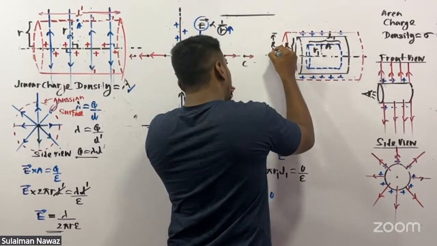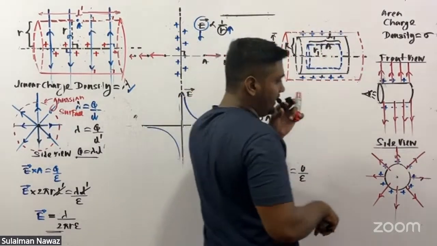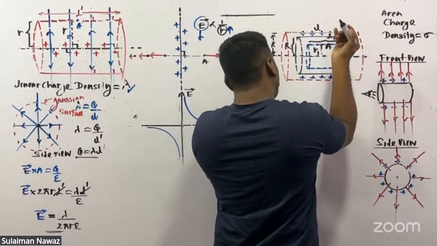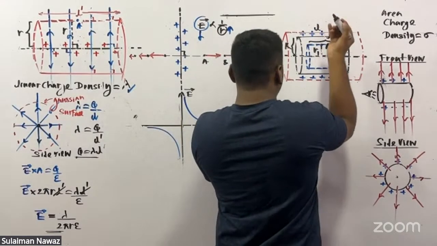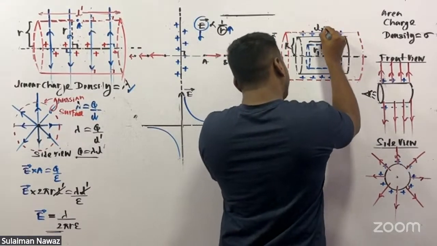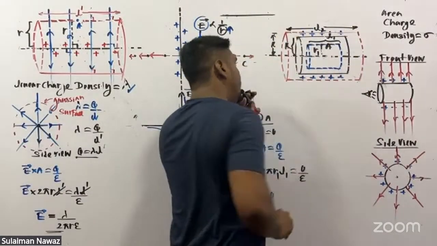You can decide the length of the Gaussian cylinder. You can take it as L dash, L1, L2, or whatever. Let's take L2.